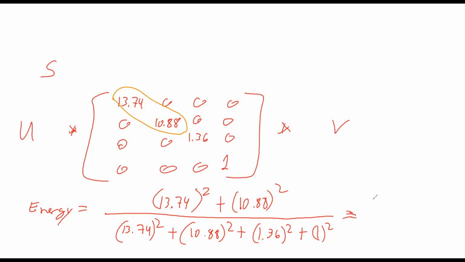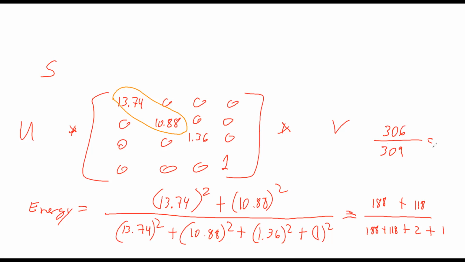13.74 squared, that's like 188. And then the other one is 10.88 squared, plus 118. So here's 188 plus 118 plus 1.36 squared. That's only like, let's say 2. You see it's pretty insignificant already. 1 squared also, right? It's just 1. So now if we add the two top values, 188 plus 118, that's 306, right? And below it's going to be plus 3, so 309. And so we take 306 divided by 309.